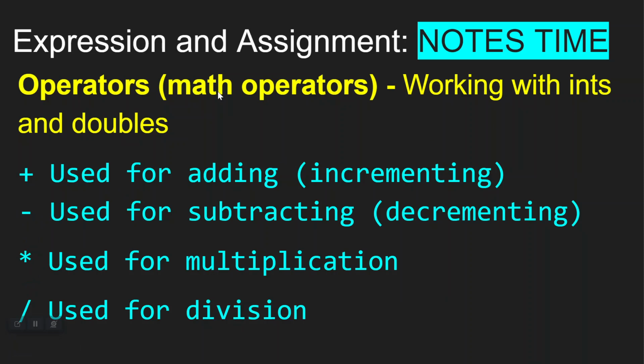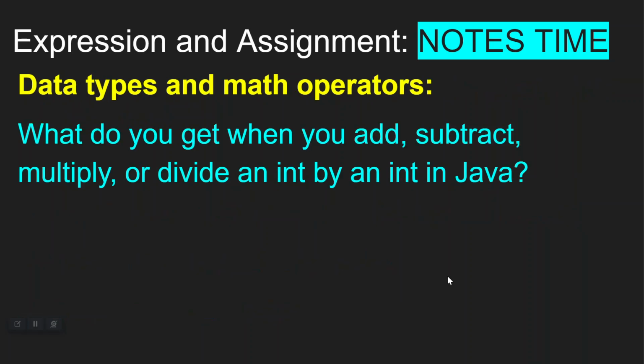But when we're dealing with ints and doubles, with actual numerical values, the plus sign is used for adding, or what we call incrementing. The minus sign is used for subtraction, obviously, and that's also called decrementing. The asterisk or the star is used for multiplication, and then the forward slash is used for division. Okay, so let's go ahead and see what happens.